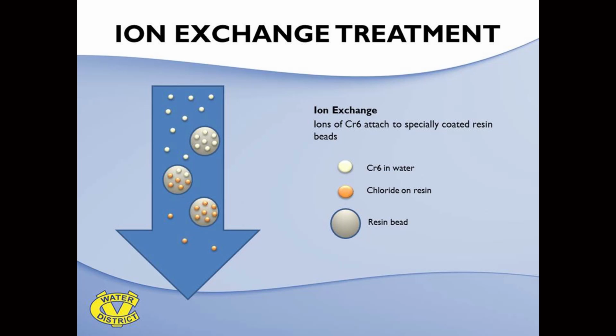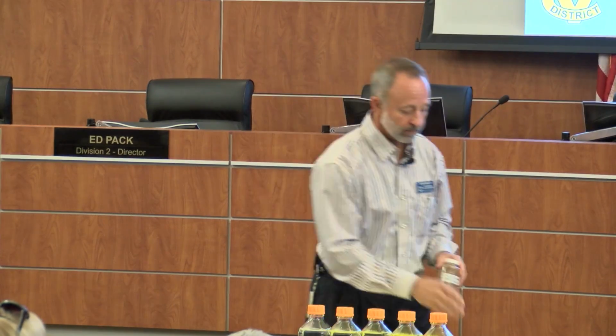And then when other ions come that also are negatively charged, but with a greater charge, like sulfate and chromium and arsenic, it attracts to the bead and pushes off the chloride ion. So it's an exchange. So that's the simple process of ion exchange.